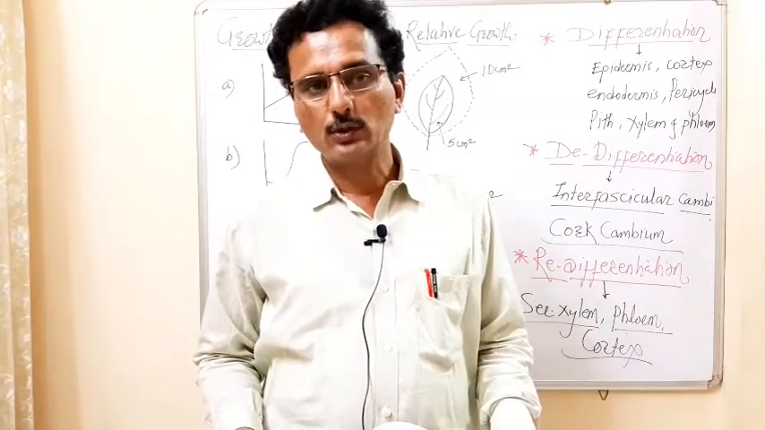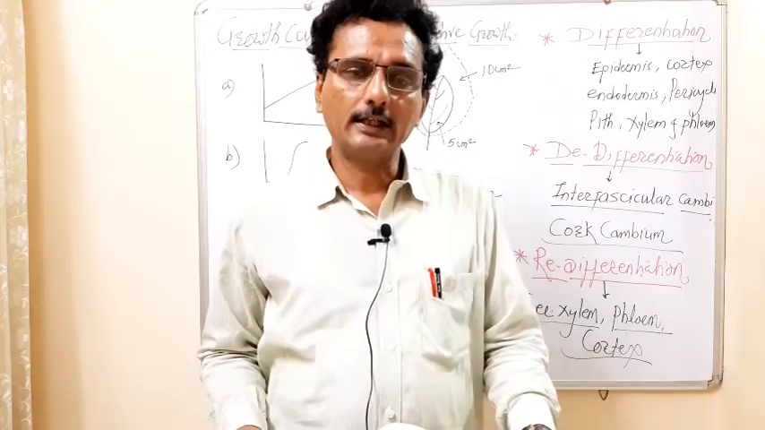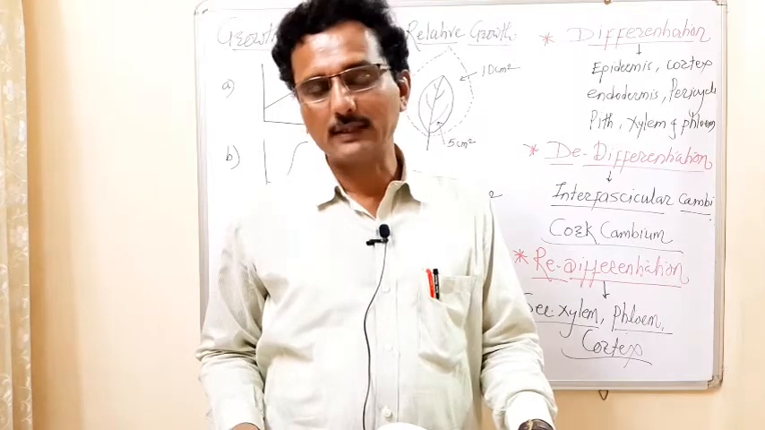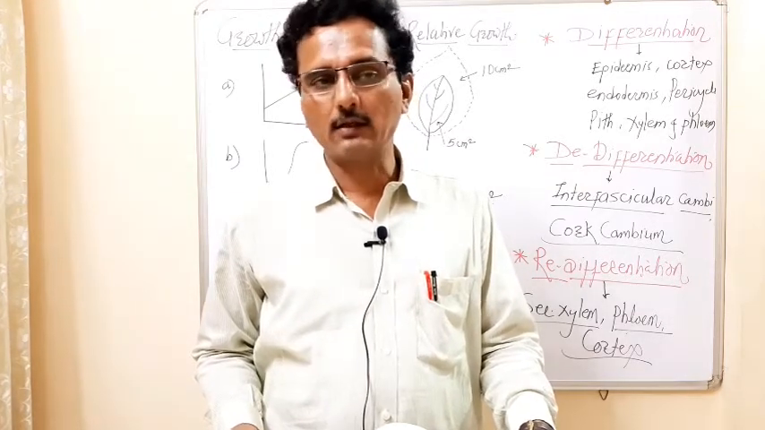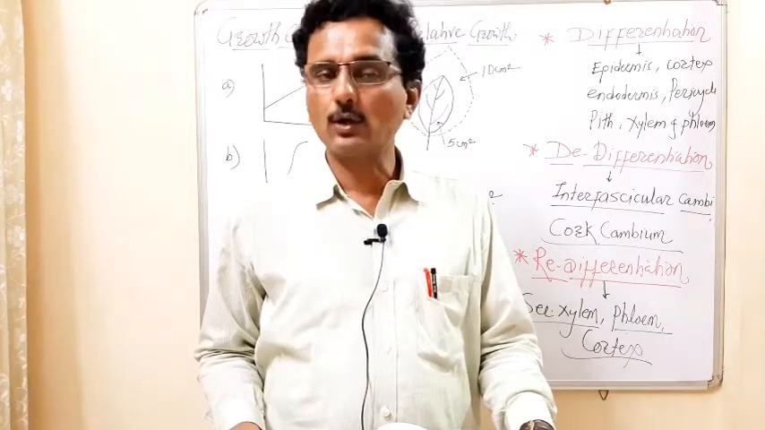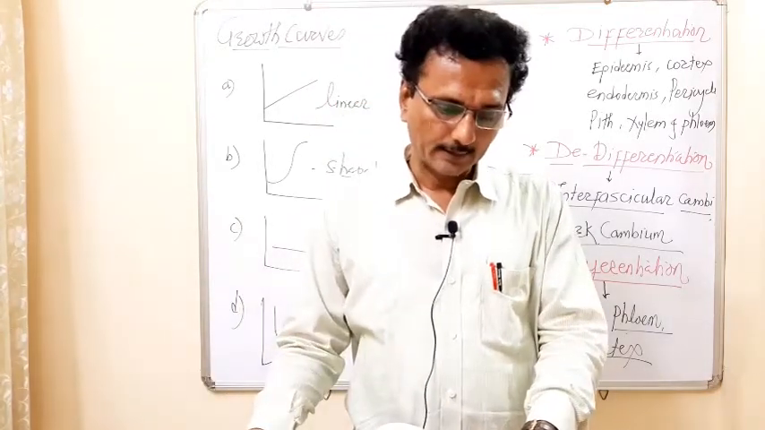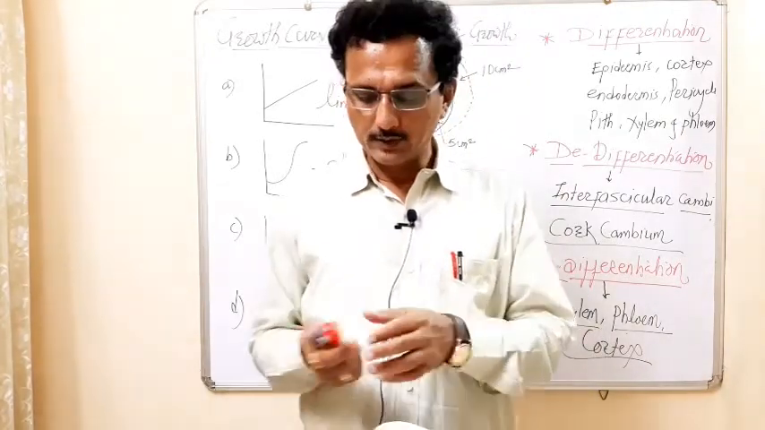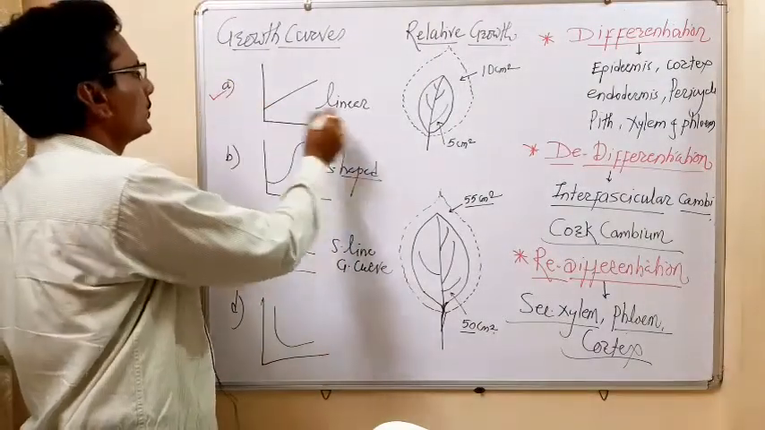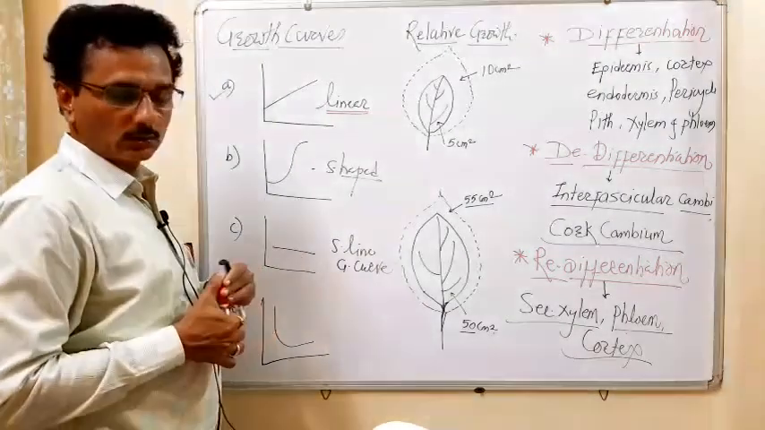In the arithmetic growth, you know that one cell remains meristematic and the other cells get differentiated. Because of this, what type of growth is seen? We observe a steady increase in the height or length of the plant body. That means the growth curve is the linear growth curve. So what is the correct answer? The first option is the correct answer. It shows a linear growth curve.